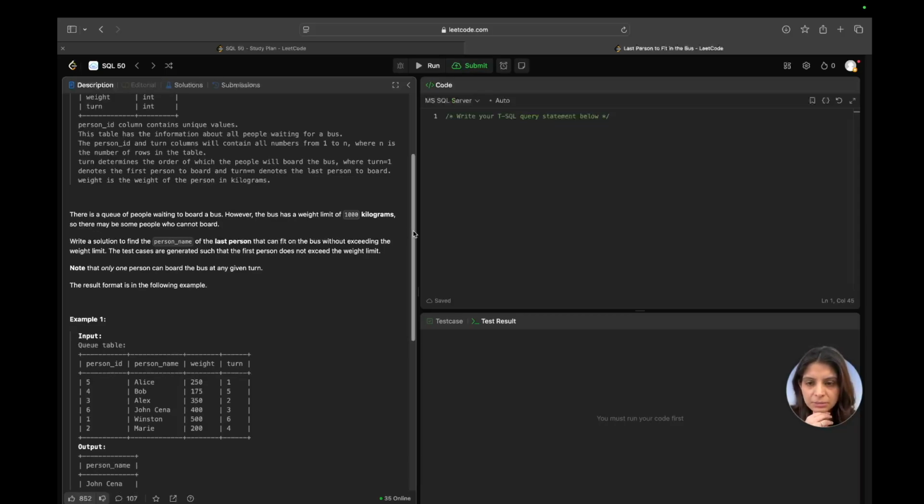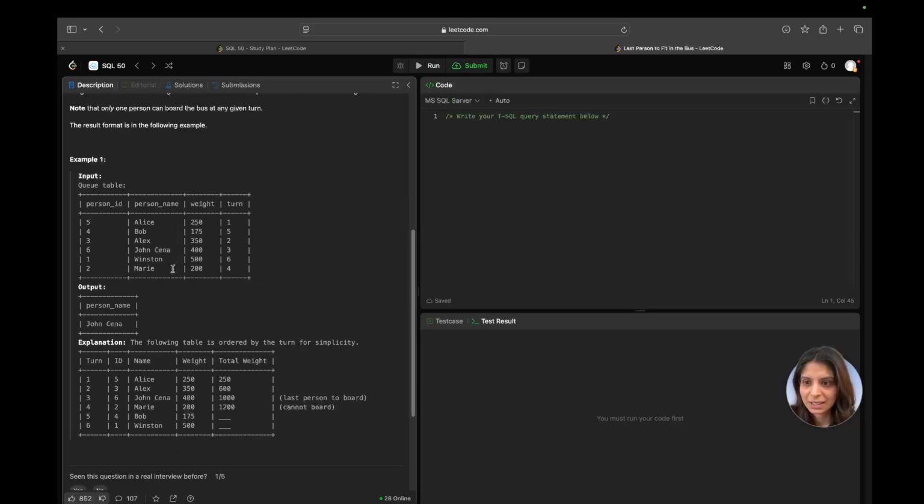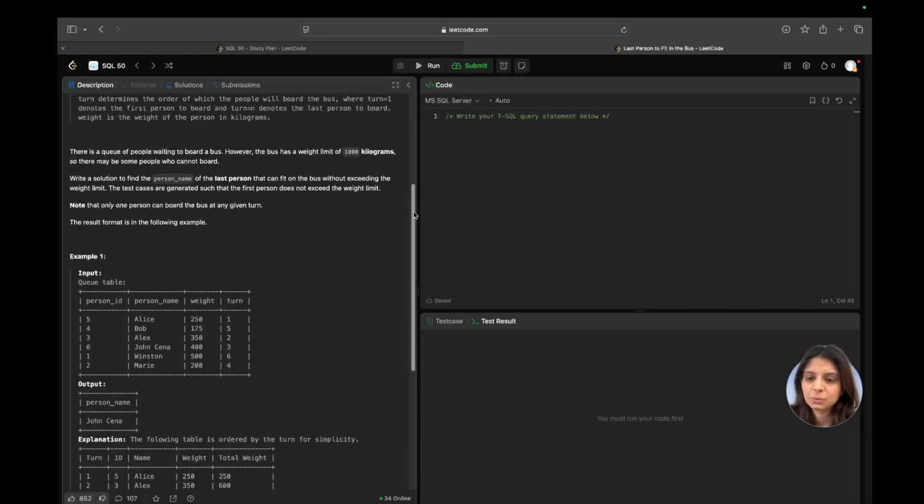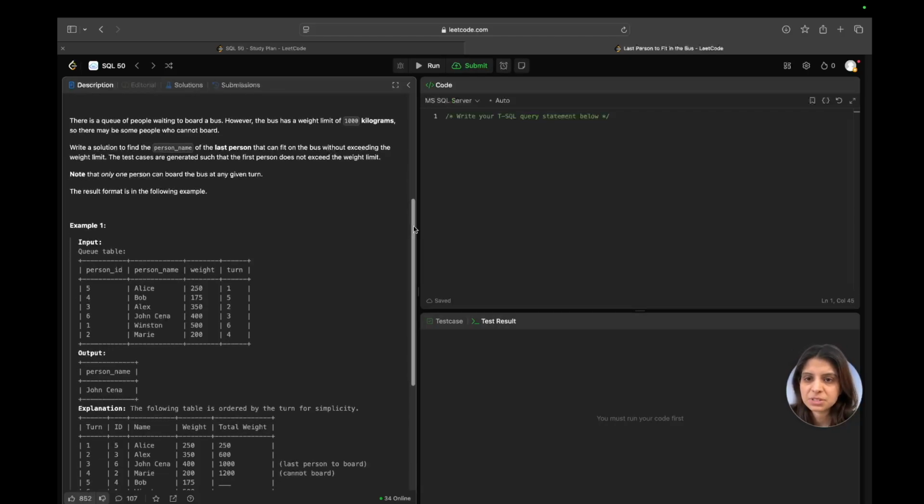Let's just look at the data. So we have persons 5, 4, 3, 6, 1 and 2, then we have their names, their weights and the turn. And we have to output just the name of the person who can board the bus without exceeding the weight limit. So the last person who will board without exceeding the weight limit, which is 1000 kilograms.